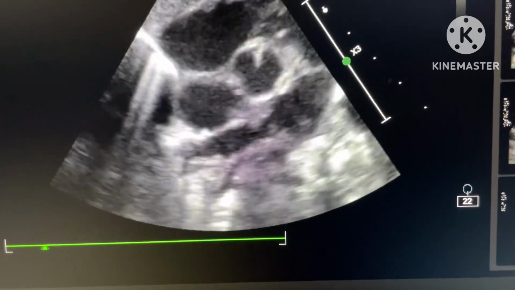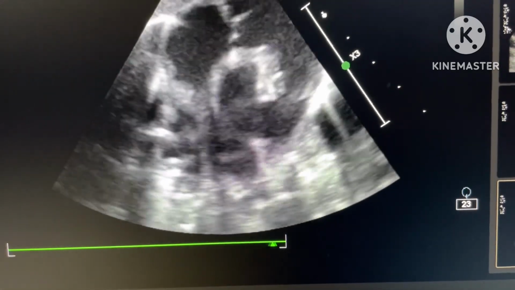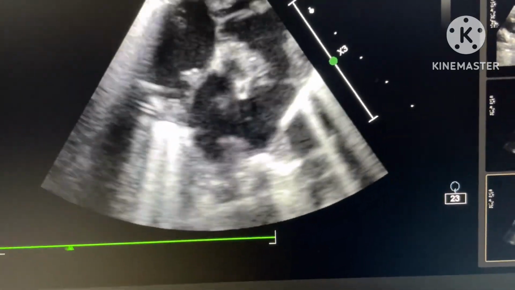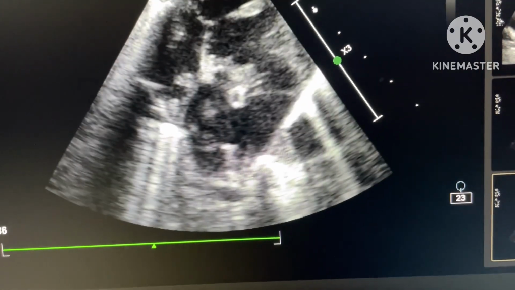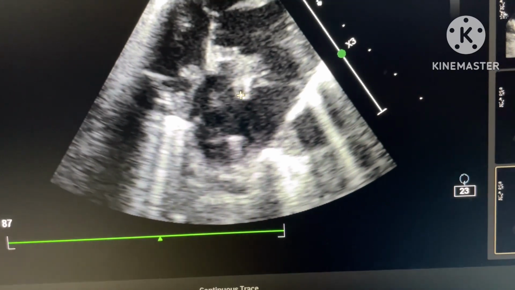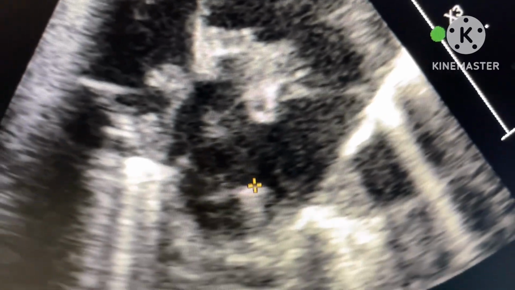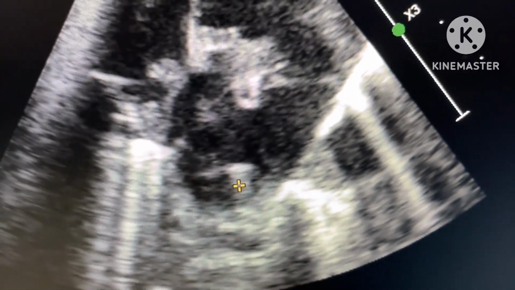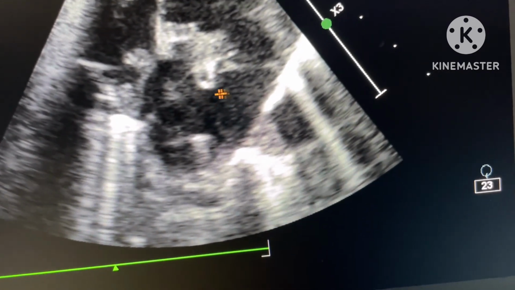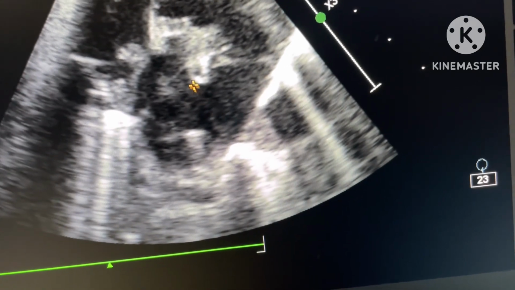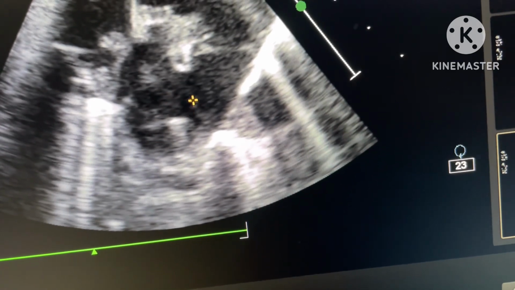So you have to be very suspicious of this finding because echo dropout is also there in some cases, but this is definitely a defect. One way to understand when there is defect, you can see the margin is a little bit more echogenic. This portion is more echogenic, and this portion is more echogenic. If it had been echo dropout, that would not be the finding.